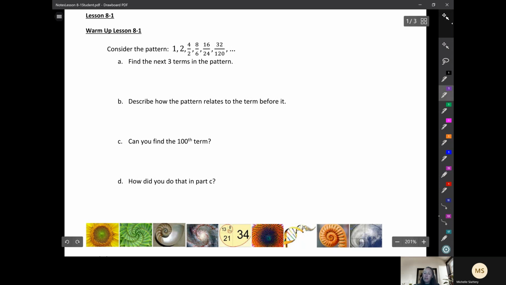All right, so let's see how you did on these first 4 questions. So a sequence is just a list of numbers. And so here we're just looking at this list of numbers and we're looking for a pattern. So we can identify the pattern here. And what you should have found for the pattern, that the next 3 terms are going to be 64 over 720. And then the next one is 128 over 5,040. And then the last one is 256 over 40,320.